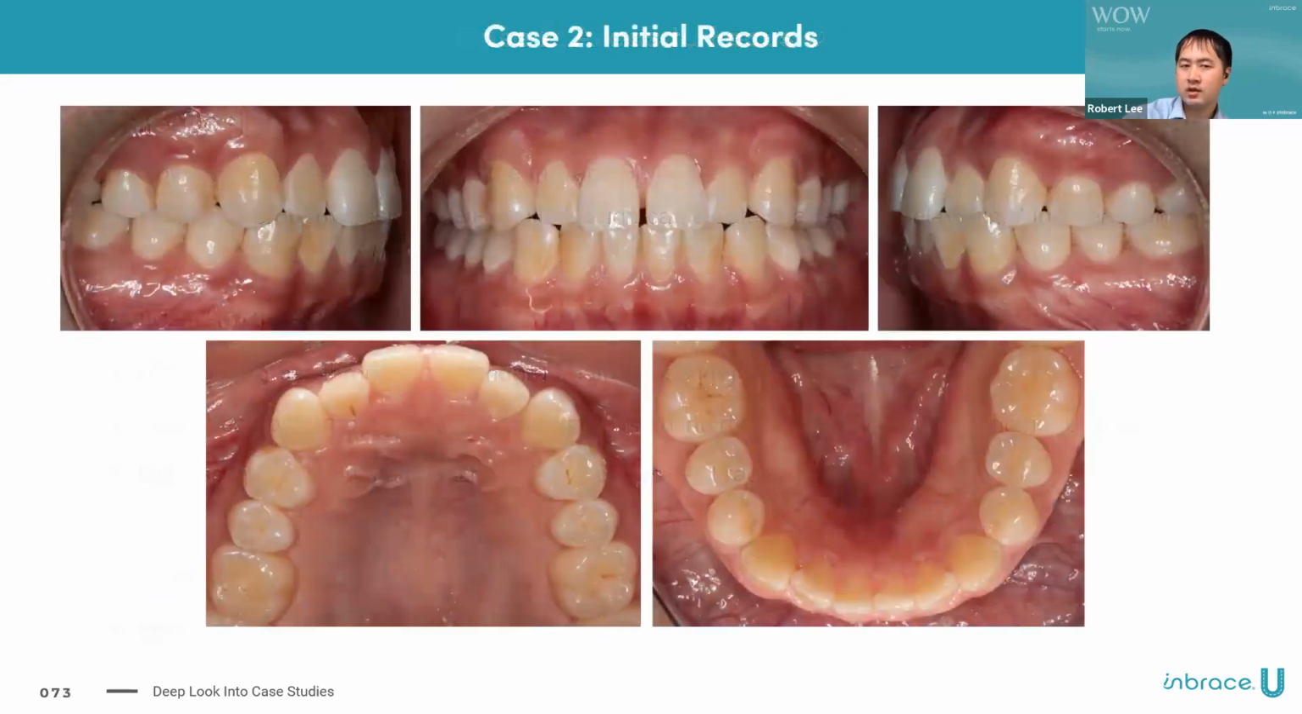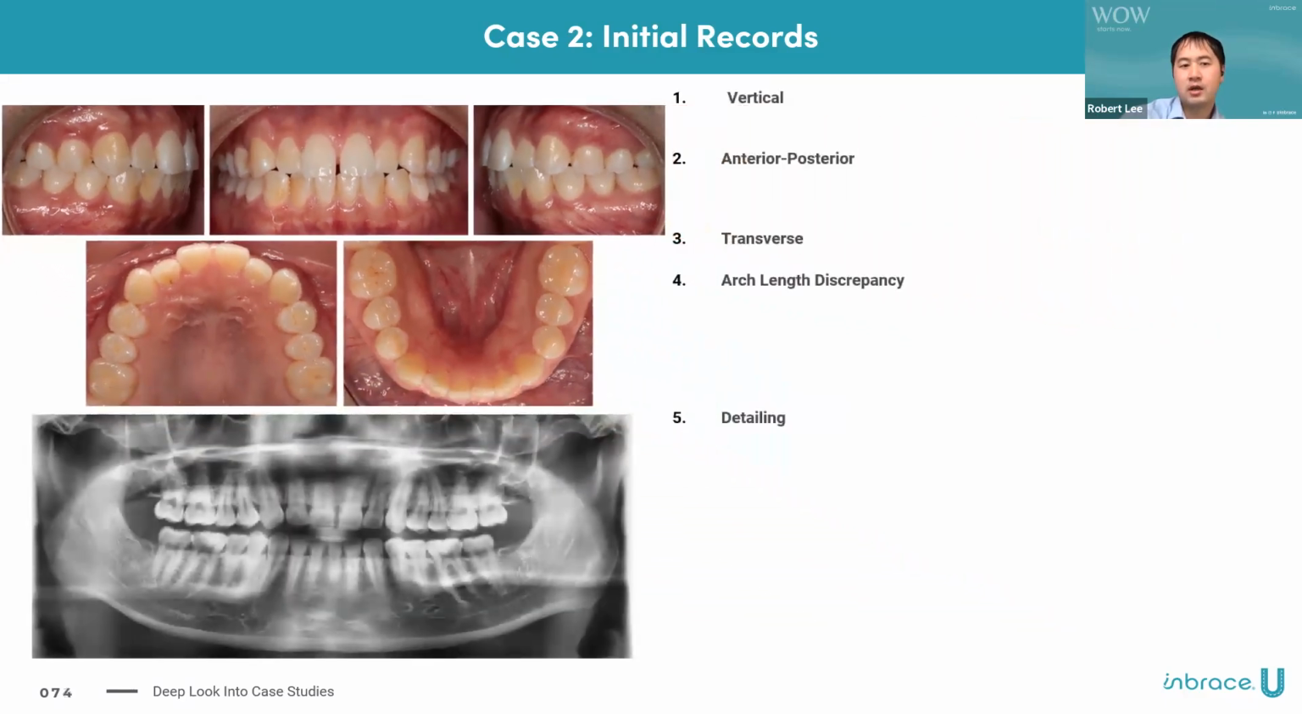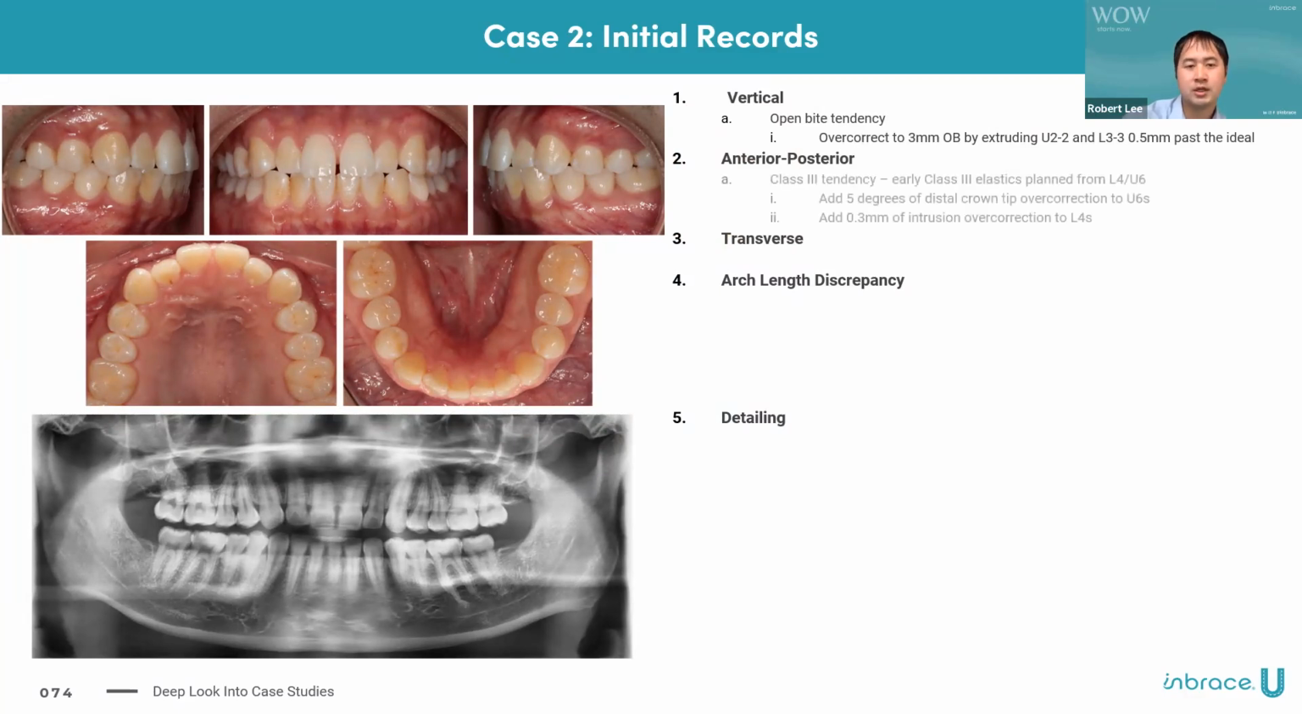So again, another very simple case. This is a case that treats 6-9 months normally. Main concern was the gap between the upper front teeth. And so when looking at this smile design, going through this systematically, you see he has an open bite tendency. The amount of crowding and spacing is fairly negligible in this case. So overcorrecting to about a 3 millimeter overbite by extruding both upper 2 to 2 and lower 2 to 2 by 0.5 millimeter past the ideal would help with the overbite correction.